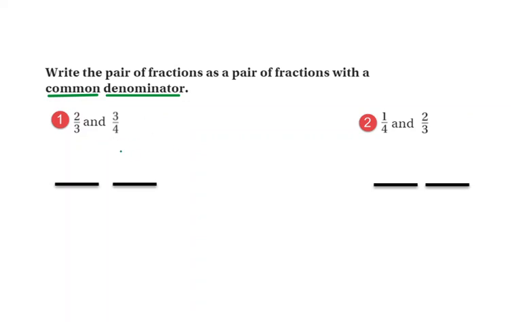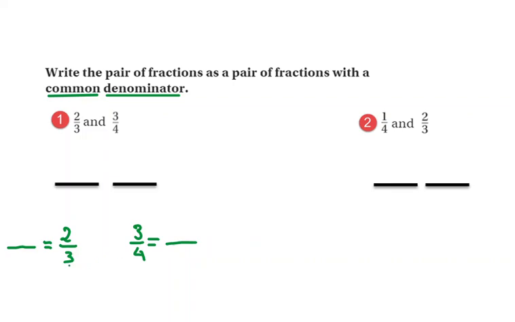We have 2/3 and 3/4. I'm going to do it down here. 2/3 and 3/4. Okay. And we want to make them both have the same denominator. I like to do it this way, like this. I'm going to go this way and this way right here. Now, we want to find something that both 3 and 4 will go into.